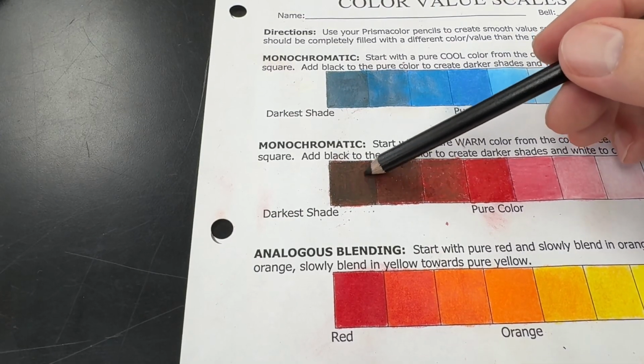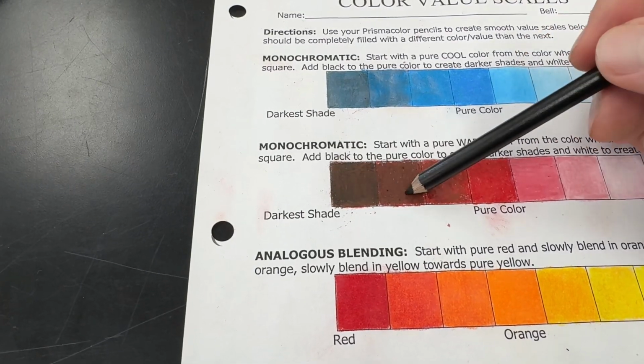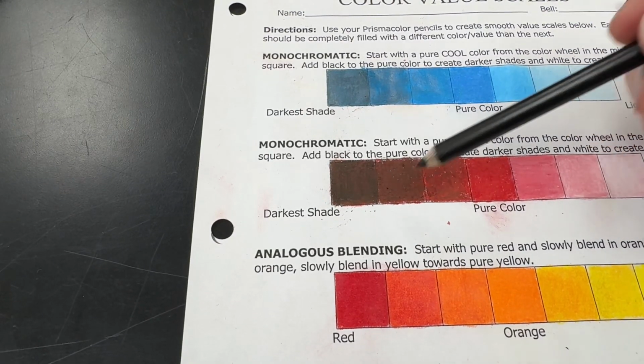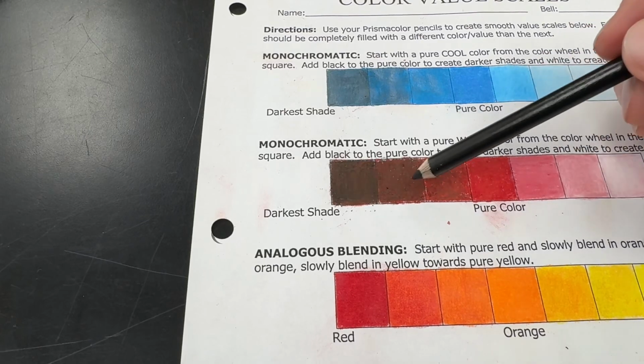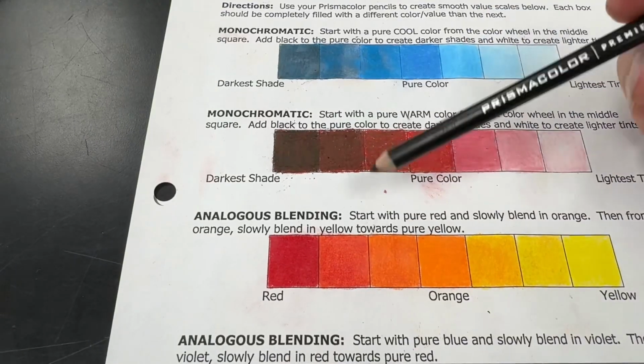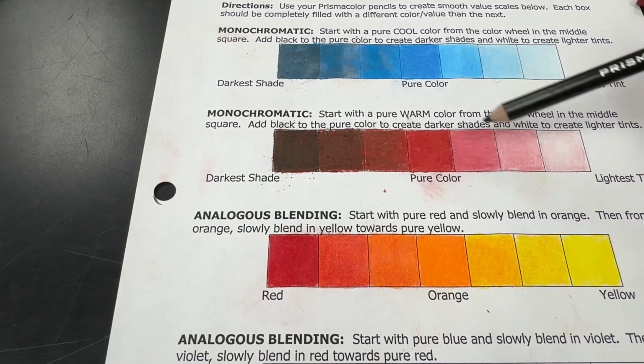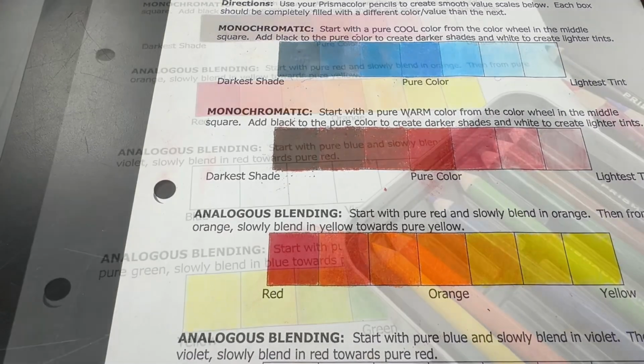And I ended up needing to push the black a little deeper here so that I could really tell the difference between each box, so that it's really a scale. It's a little change in each box as it goes from the pure color into a deeper shade, and from the pure color into a lighter tint.